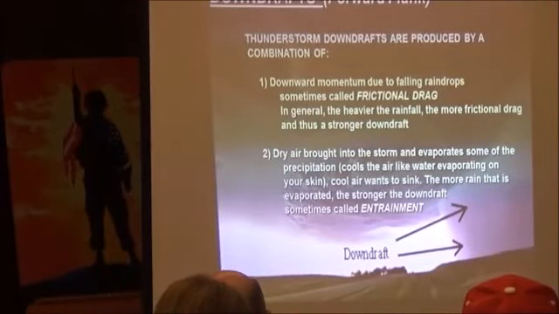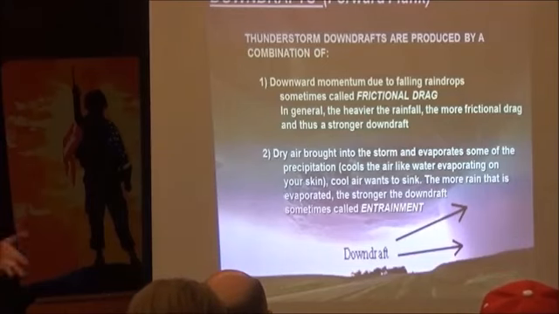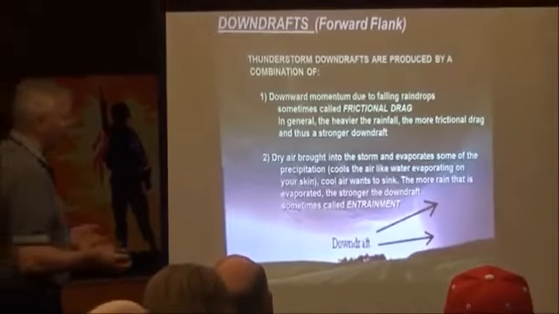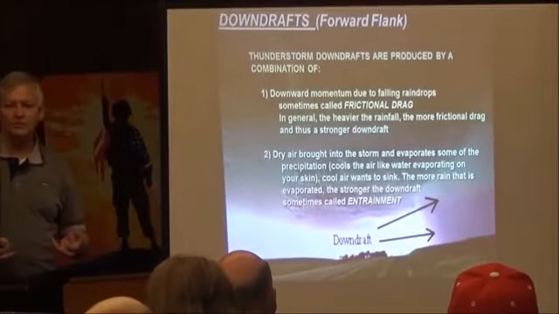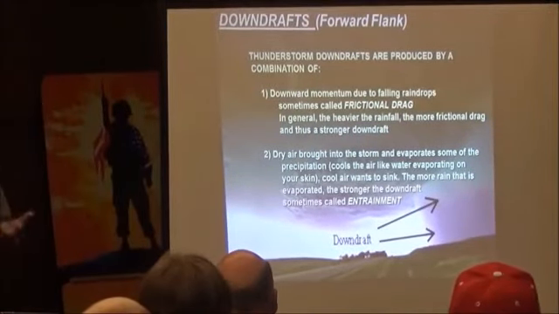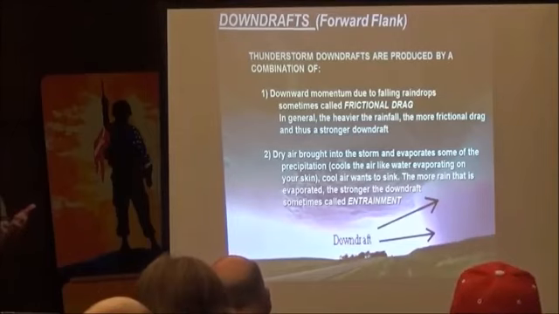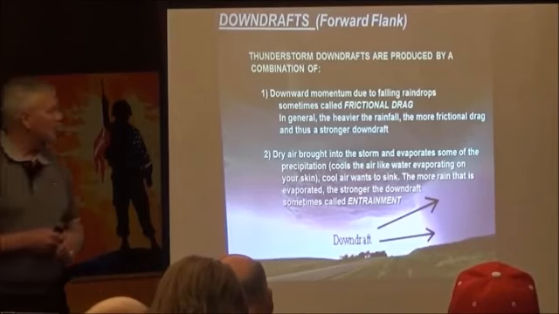The downdrafts, the forward flank. Anytime we talk about downdraft, we don't give the name. We're talking about the forward flank downdraft, because every storm has the forward flank downdraft, or one downdraft. But generally, only the supercells have the RFD, rear flank downdraft.